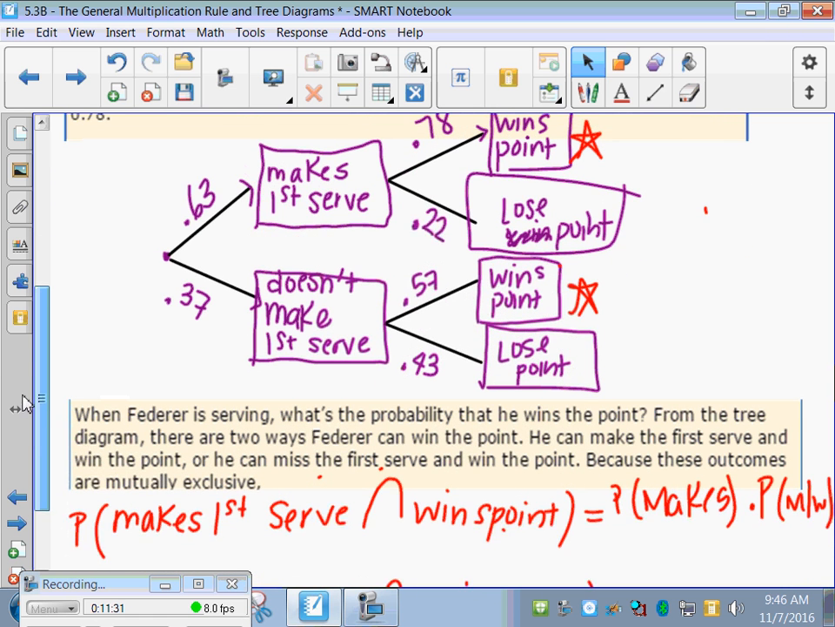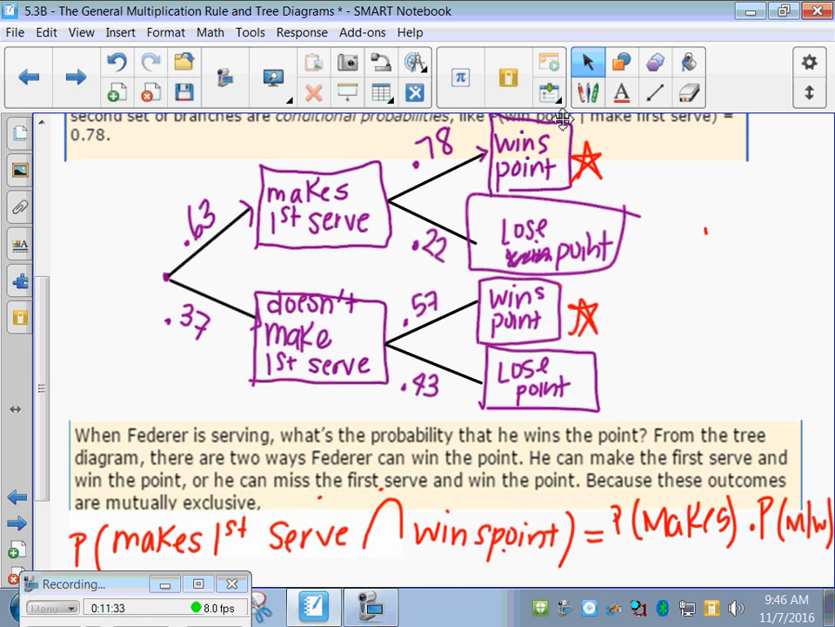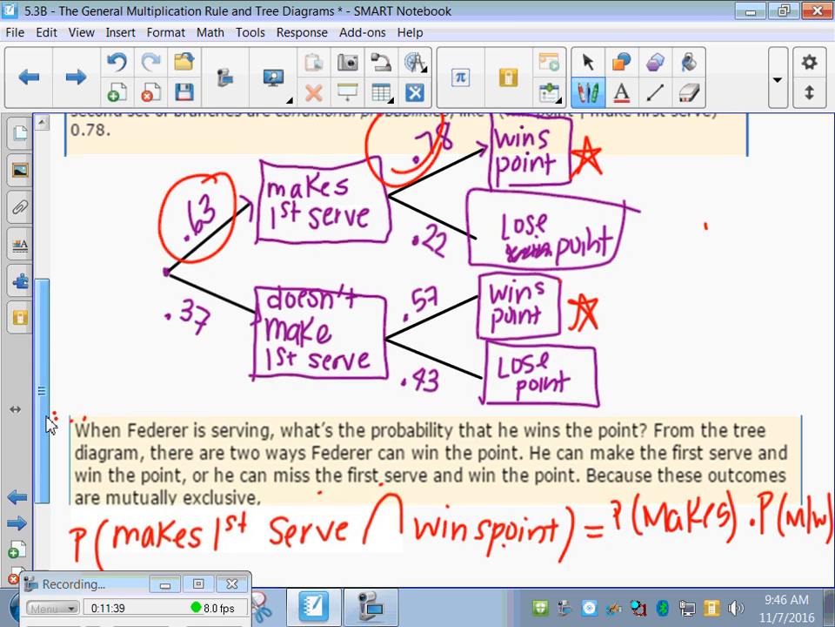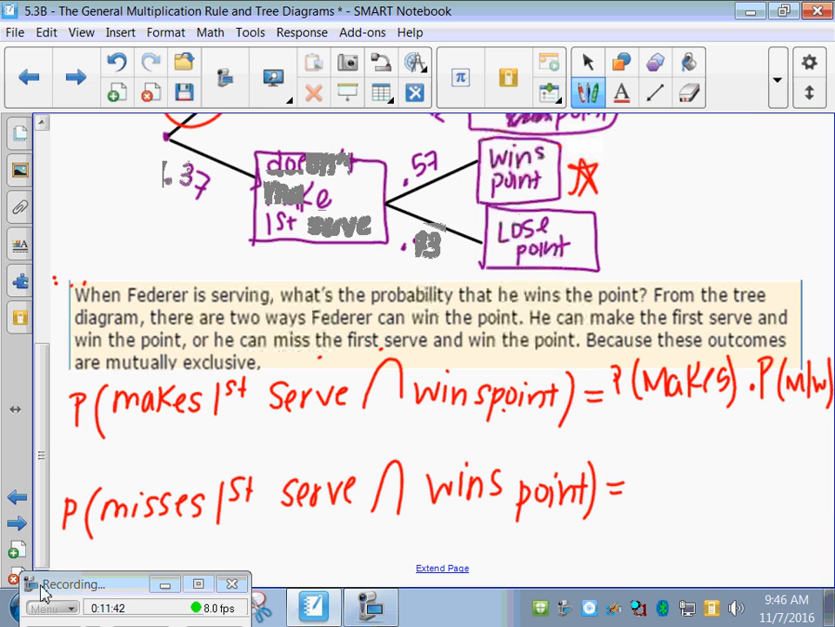So what's the first probability for making the first serve? It'd be 0.63. And what's the probability we win the point? 0.78. Both of those have to happen. So we're going to multiply 0.63 right here times 0.78. Okay? Multiply those together, you get 0.4914. Oh dear. My mouse is freaking out.